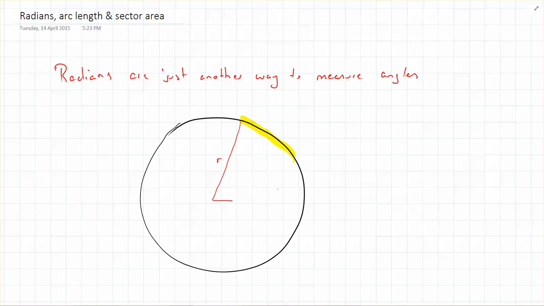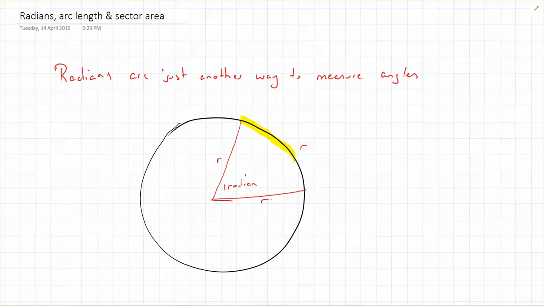So if I was able to take that bit of string, the length of the radius, and run it along the circumference, let's say it got to about there, so that was my R length there, then that will be 1 radian.